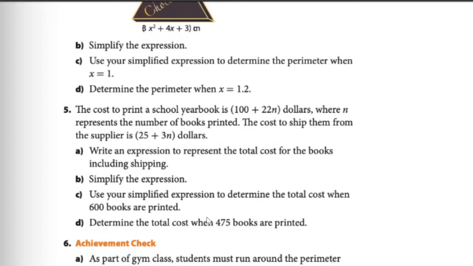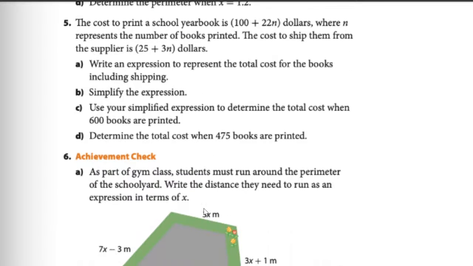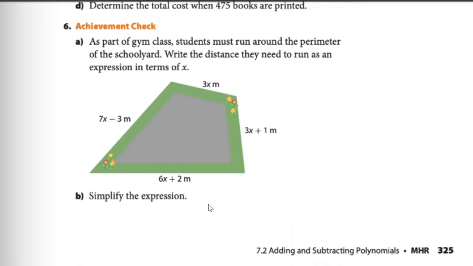So number 6, I do want to take up because it is the achievement check question, and so you don't have access to that in the back. So in number 6, we have, as part of gym class, students must run around the perimeter of the schoolyard. Write the distance they need to run as an expression in terms of x.